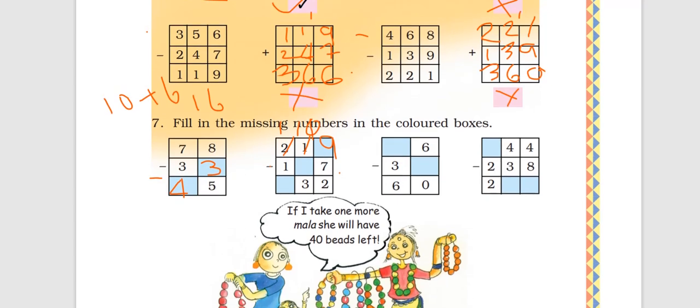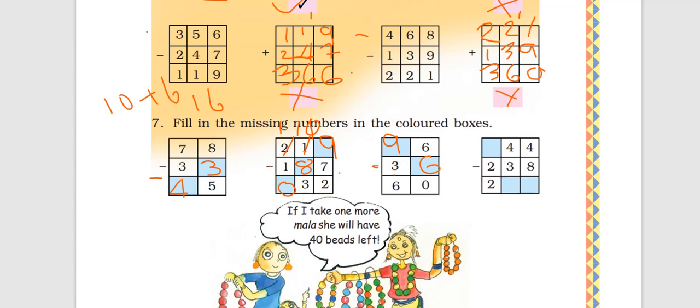11 tens. 11 minus 8 gives me 3. Right? And we have 100 minus 100, which gives me 0 hundreds. Okay? Now, this one, we have a minus over here. 6 minus 6 gives me 0. Now, 6 plus 3 gives me 9. So, we put up 9 over here. So, 9 minus 3 is 6.